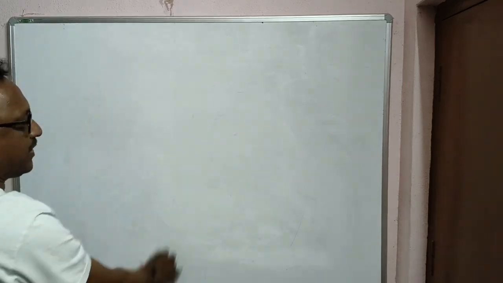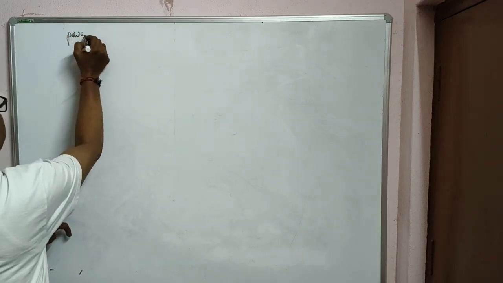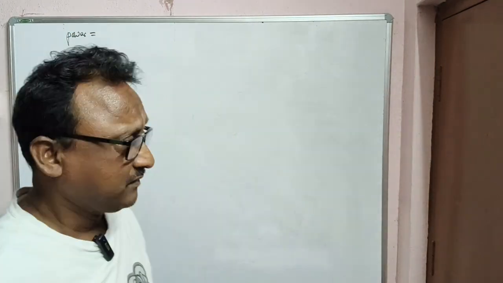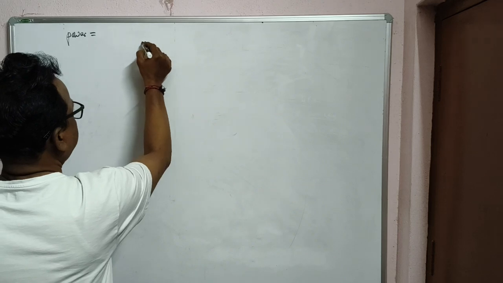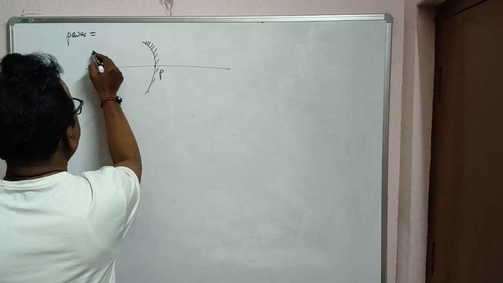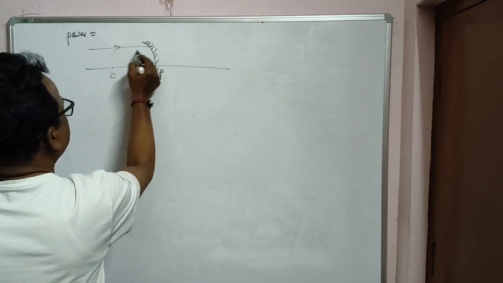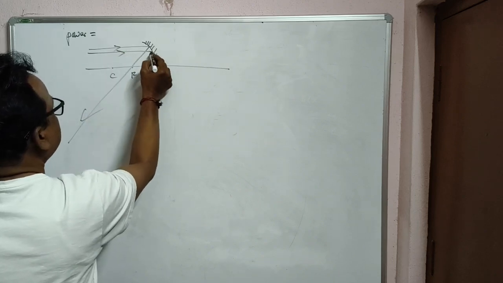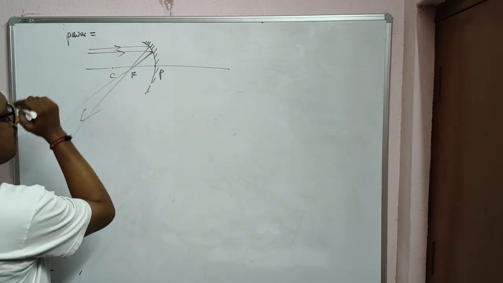Now let us see what is meant by power. In general, in lenses or mirrors, power can be defined as how fast the light rays are focused. For example, if you take a concave mirror, this is the pole. Now parallel light is coming, and of course this is the center and this is the focus. After this, what happens? The parallel light has to go to the focus. So how fast it is going to the focus, that is called power.